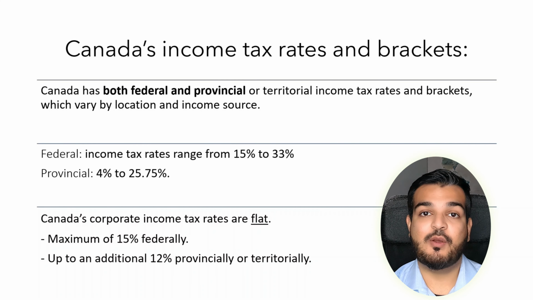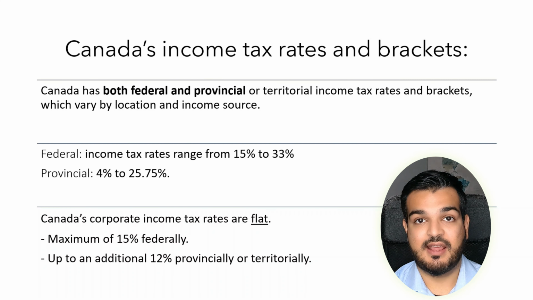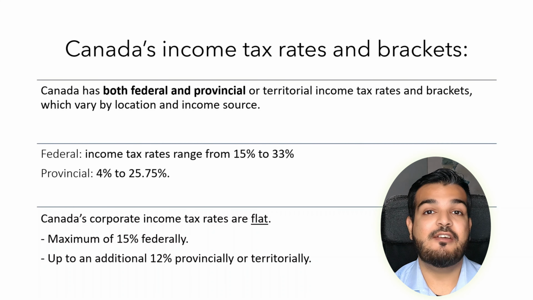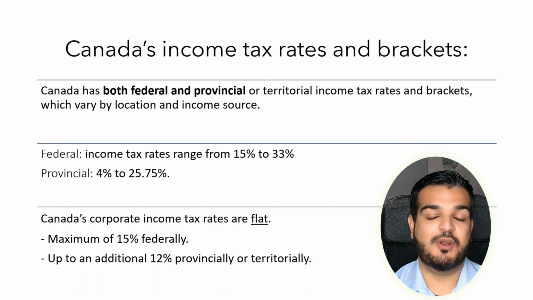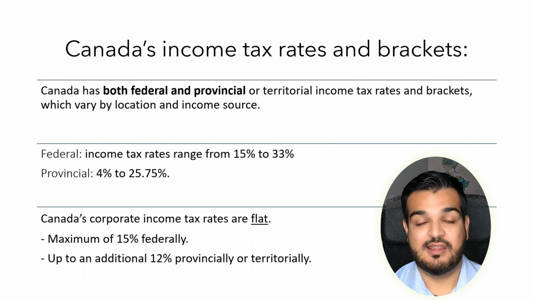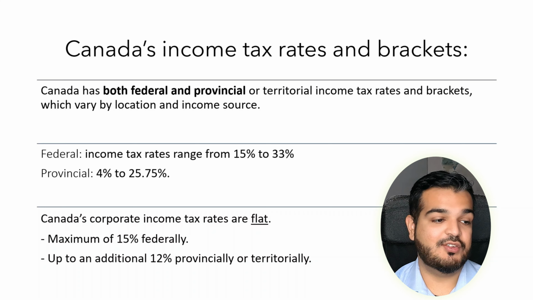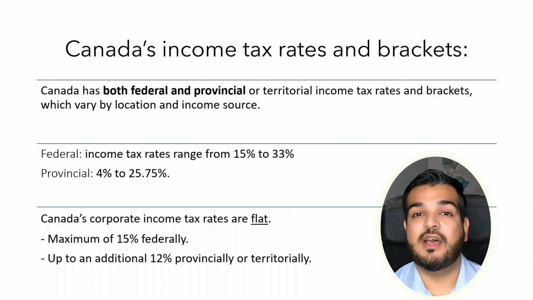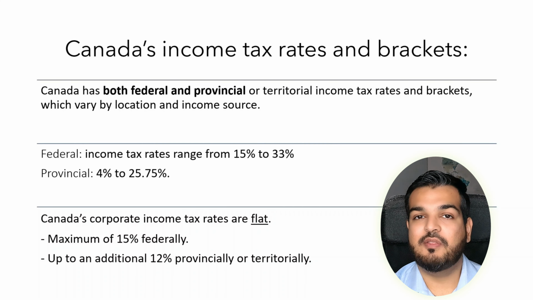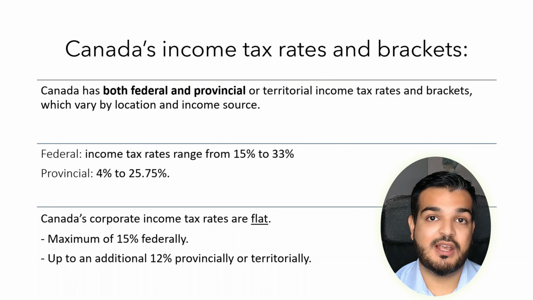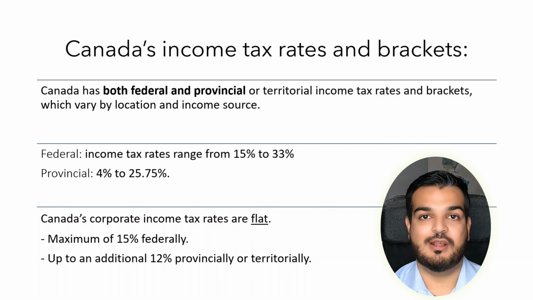Now, it's a little bit different when it comes to corporate taxes. At the federal level, you're paying 15% flat in taxes. It doesn't really vary based on income levels. There are no tax brackets when it comes to corporate tax. Same thing at the provincial level. It's also flat. Each province will charge a certain percentage. Again, that rate will differ based on which province you operate out of. But generally speaking, there are no tax brackets like we saw for personal income taxes. It's not applicable for corporate income tax.